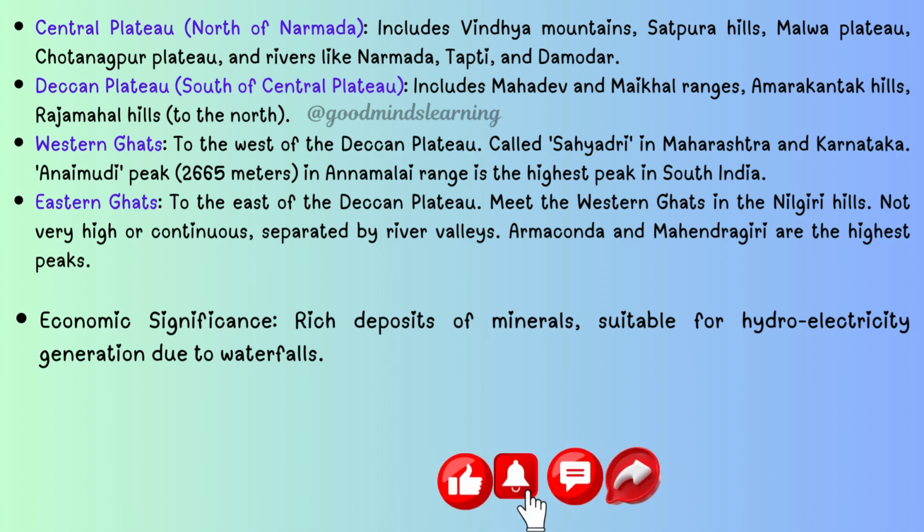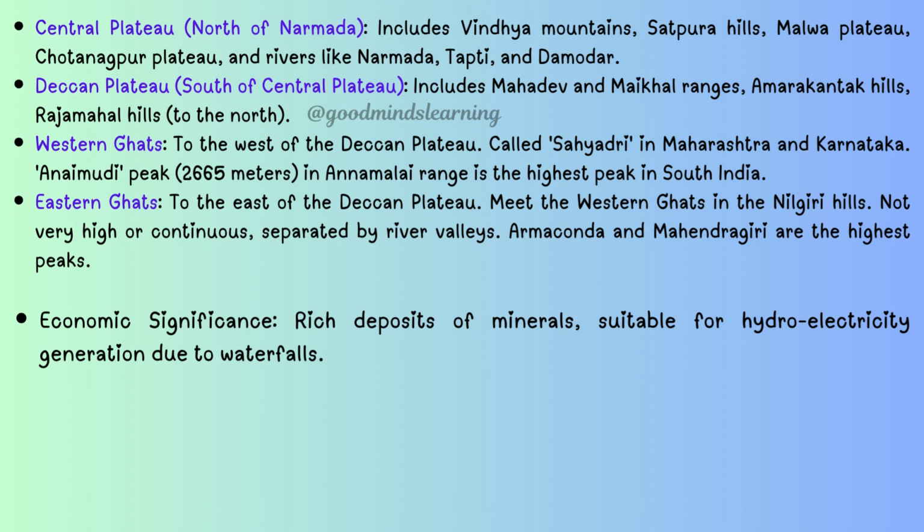Western Ghats, to the west of the Deccan Plateau. Called Sahyadri in Maharashtra and Karnataka. Anamudi Peak, 2,665 meters in Annamalai range, is the highest peak in South India.